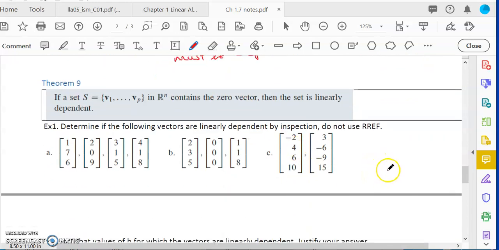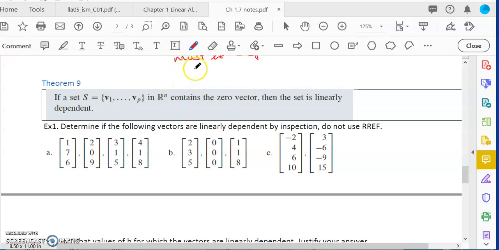And of course, if one of the vectors is 0, 0, 0, the set must be dependent. Why? Because I can... So let's go from the top. Let's look at Theorem 9 first. Theorem 9 says that if the list of vectors contains the zero vector, then it must be linearly dependent.